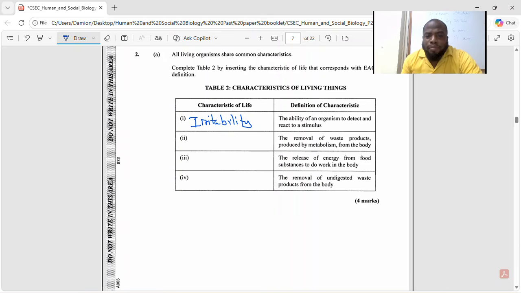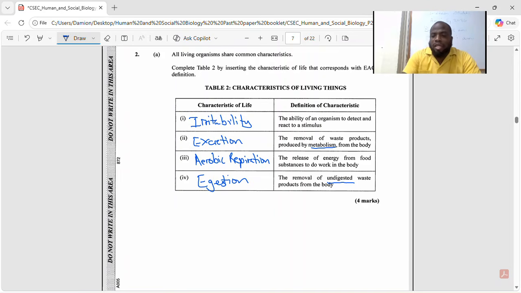The removal of waste products by the metabolism. So once you hear about metabolism, we know that we're talking about excretion. The removal of metabolic waste. The release of energy from food substances to work in the body, that is aerobic respiration. And of course the removal of undigested food would have been egestion. And so these are the four characteristics.